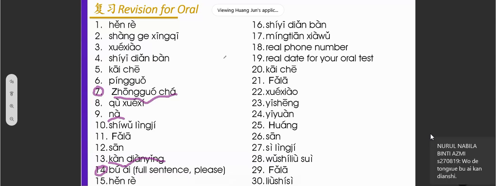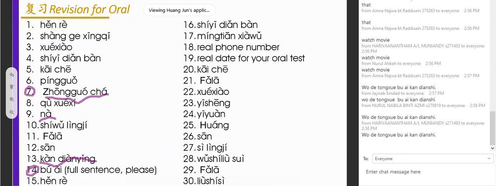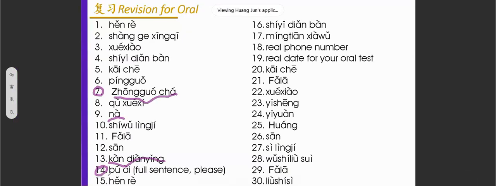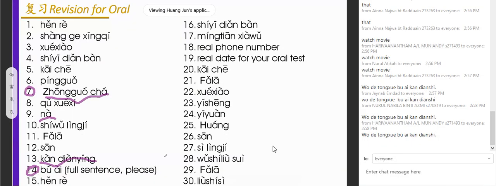Okay, make sure you can follow. Very good. So we answer 我的同学不爱看电视. My classmate doesn't like watching TV. So we use 不爱. If the answer is yes, we say 我的同学爱看电视. So you can answer yes or no as you like.